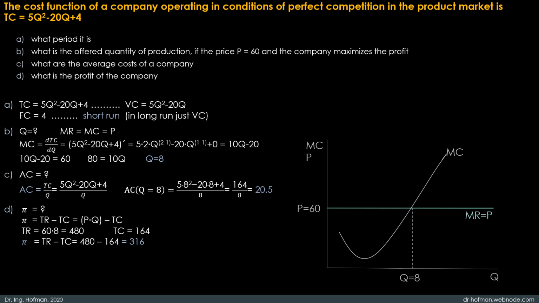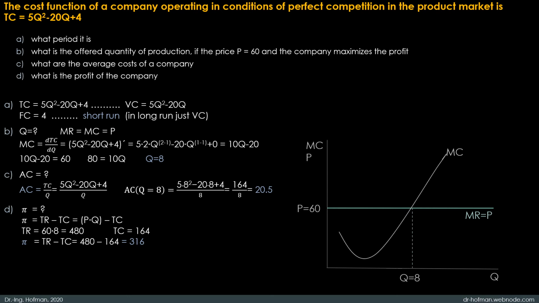In C, I am asked what the average cost of the company is. Average cost, as we know, is the fraction where in the numerator are total costs, in the denominator quantity of production Q. Total cost was given by this expression 5Q squared minus 20Q plus 4. If I divide it through Q, I will get 5Q minus 20 plus 4 over Q.